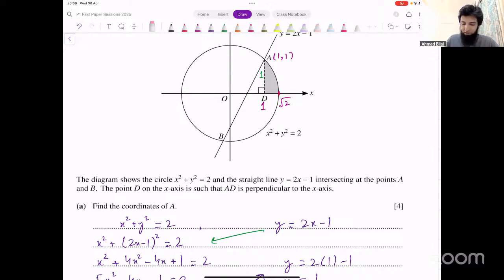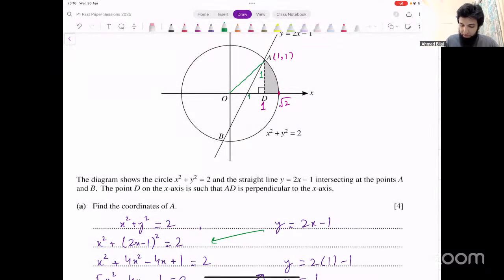The only question is, what's that arc length on the side? That's what you want to find out. Now, how do you find that arc length? For that arc length, you have the radius already. Radius is square root of 2. You need the angle. You need this angle somehow. How do you get this angle?